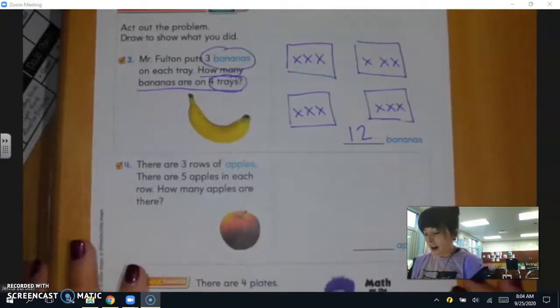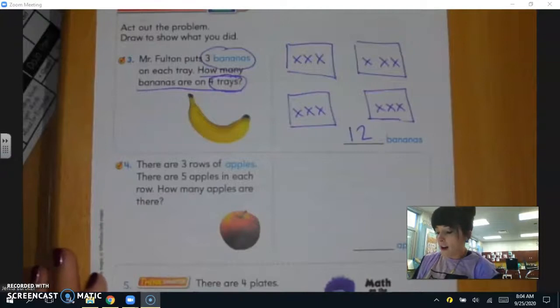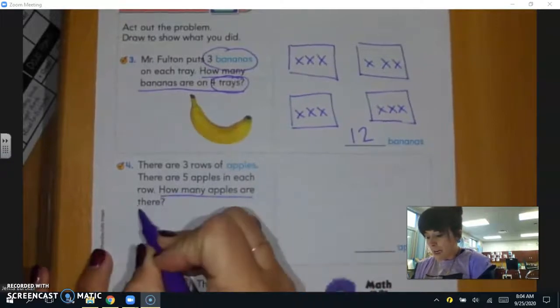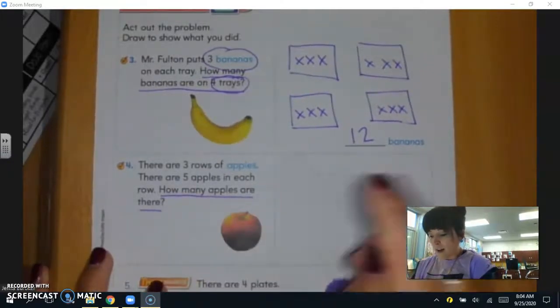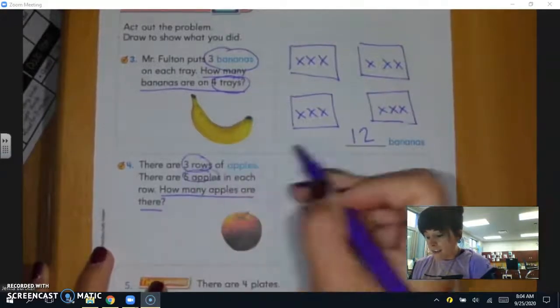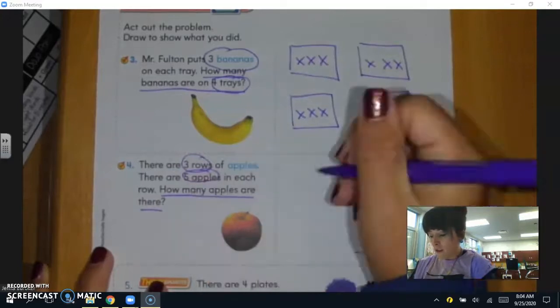There are 3 rows of apples. Oh, we're talking about rows again. There are 5 apples in each row. How many apples are there? Well, they're asking us how many apples are there. That's what we're trying to solve for. And we need to know that there are 3 rows and 5 in each one of those rows. So I'm going to do 5 apples in 3 rows.